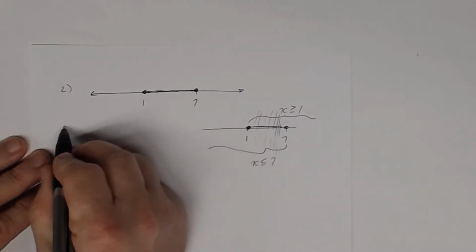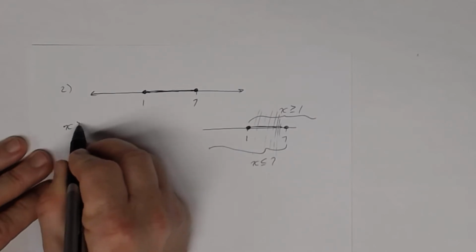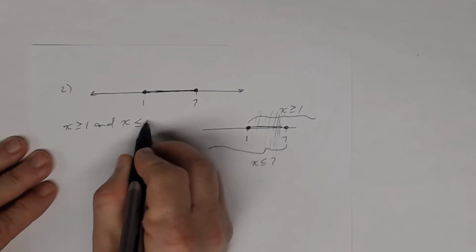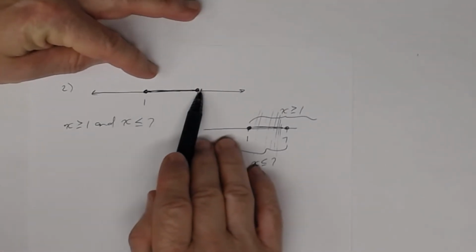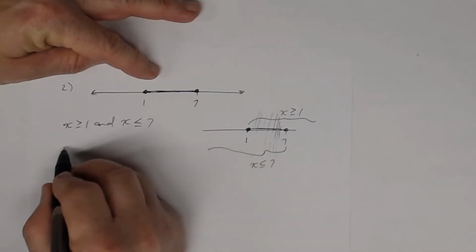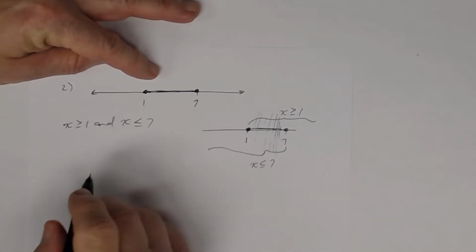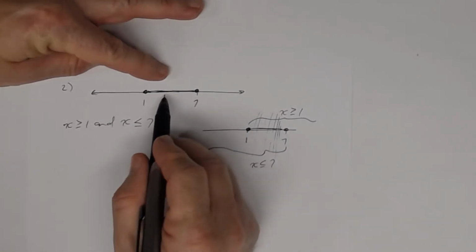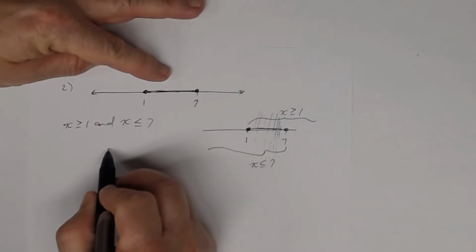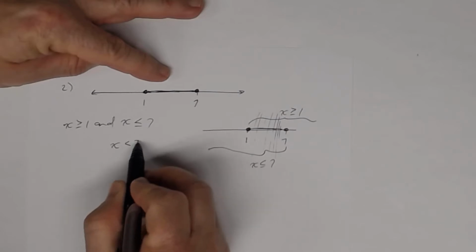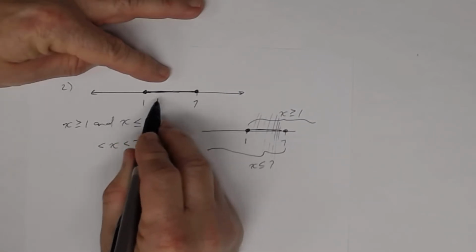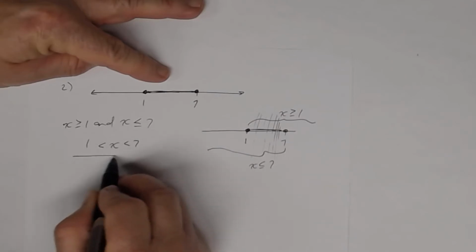So we're going to write it as x is greater than or equal to 1, and at the same time, x has to be less than or equal to 7. In terms of that single compound inequality without the word and, you're going to say all your solutions are between 1 and 7. So you're going to write it like this: 1 is less than x, and at the same time, x is less than 7. So that's how it looks.